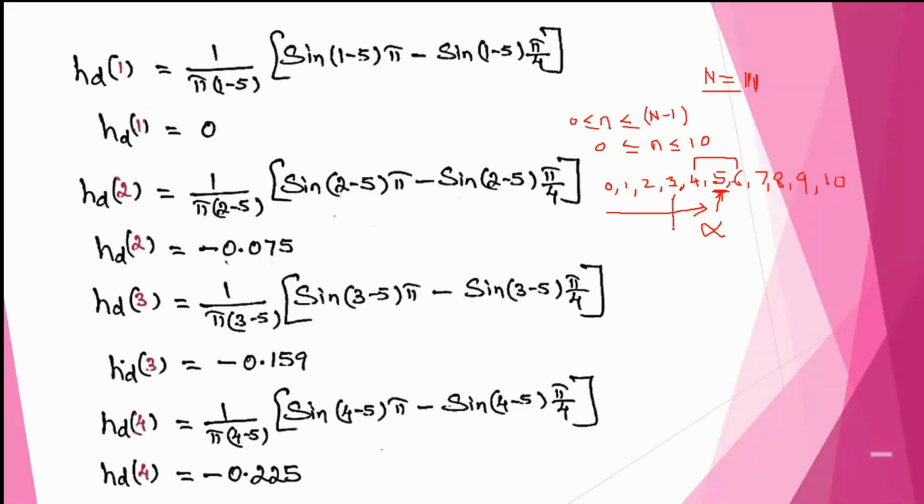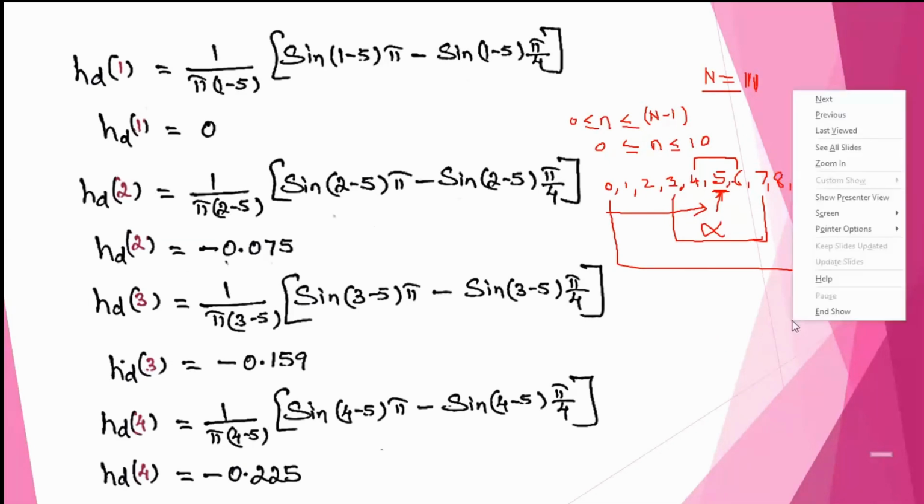Similarly, HD of 3 value will be equal to HD of 7. Like that, HD of 0 value will be equal to HD of 10. So that is the mirror image. So we are able to say that it is a mirror image.